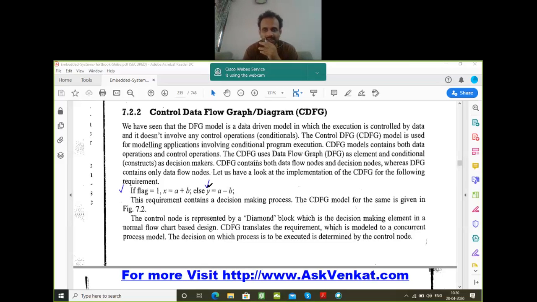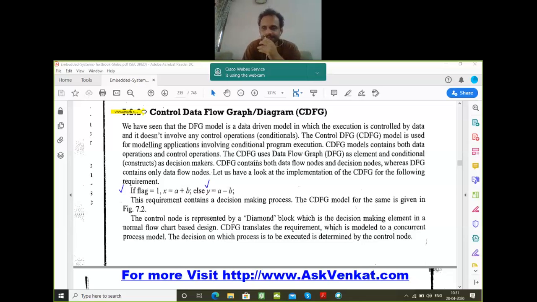So in turn, you are making a decision. It is a decision making process. You are deciding whether to execute x is equal to a plus b or execute y is equal to a minus b, depending on the decision. Okay, that is a control data flow graph. So you are expressing the flow of data by exerting control over some variables. What is the variable? Flag. So you are expressing control over the flag to perform certain operations.